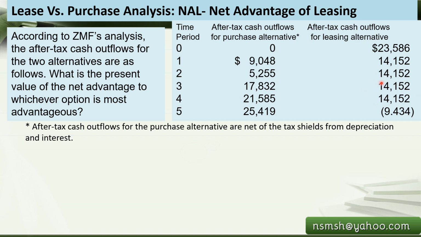If it is minus, we should not lease it. If it is positive, we can lease it. So that's the idea of these things. So we take that kind of calculation. We take after tax cash flows, and also the present value items. What is the present value of the net advantage to whichever option is most advantageous?